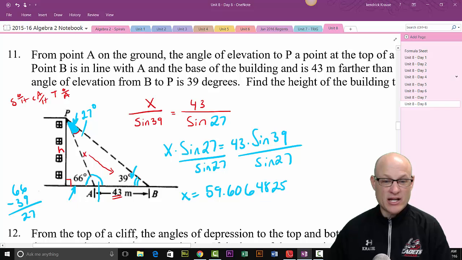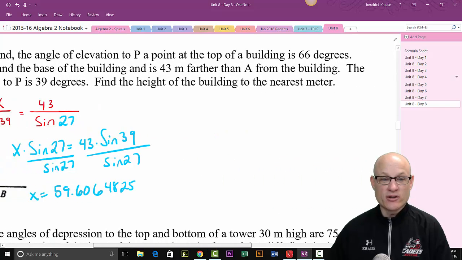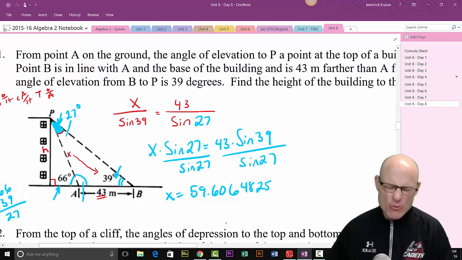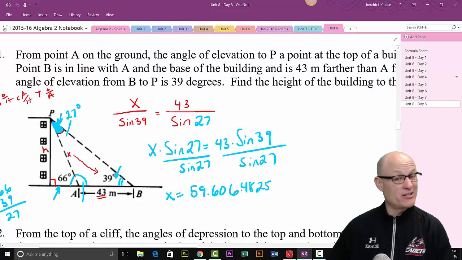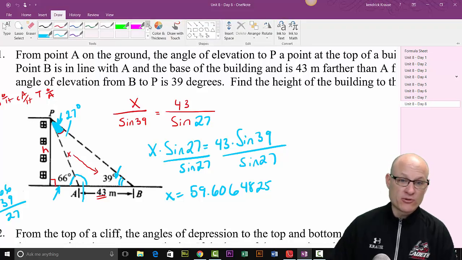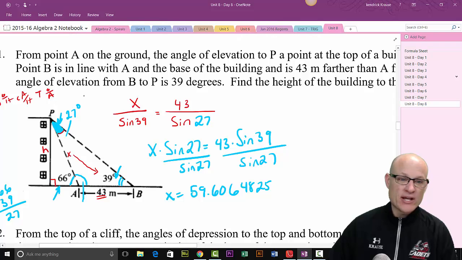It said find the height of the building. A lot of kids will find the height of the building to the nearest meter, and all of a sudden they're going to go, okay, that's 60. No. You cannot round until the very end. Sometimes you get lucky and it works. Most of the time you don't, because we math teachers like to mess with kids that don't pay attention. So now we know that x is 59 point something.